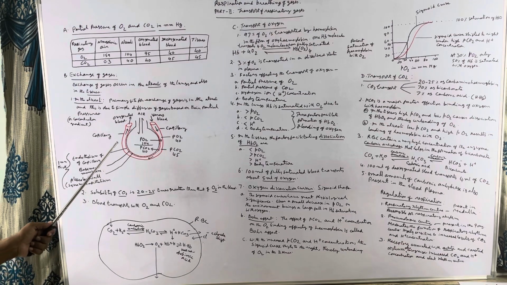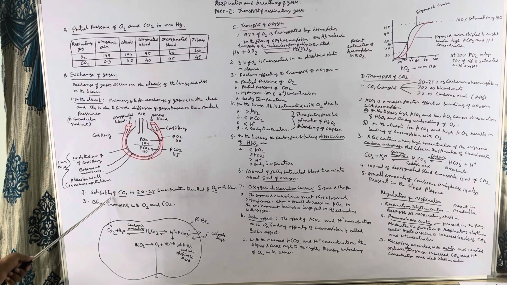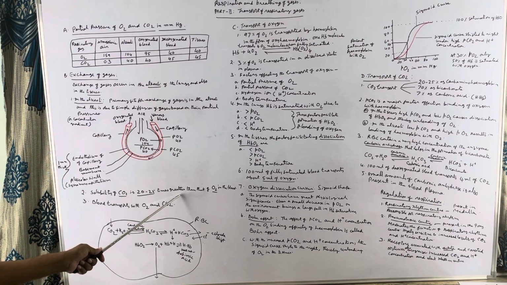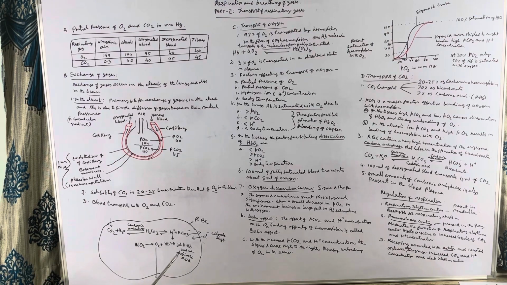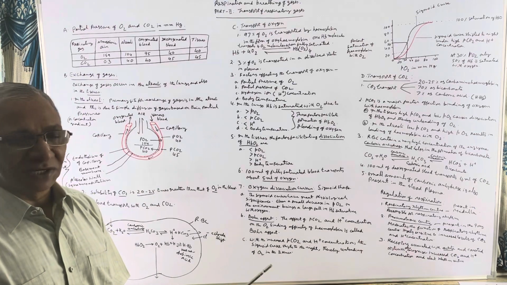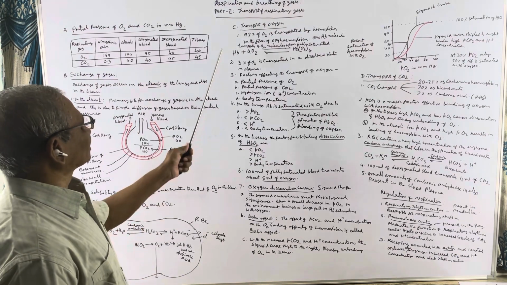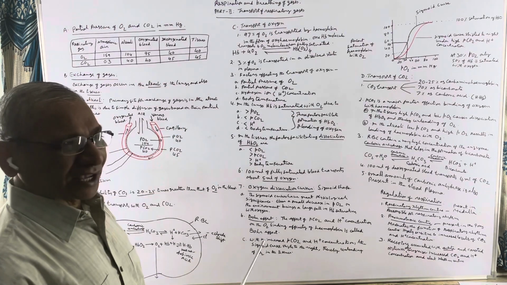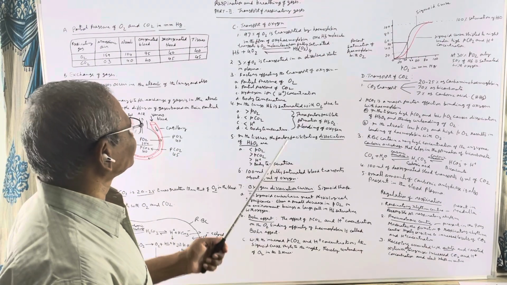Then, solubility of carbon dioxide is 20 to 25 times more than that of oxygen in the blood. This is a very important point. So carbon dioxide dissolves very rapidly in the blood than the oxygen. Then the blood is responsible for transporting both the respiratory gases. Now let us see how the oxygen gas is transported through the blood.